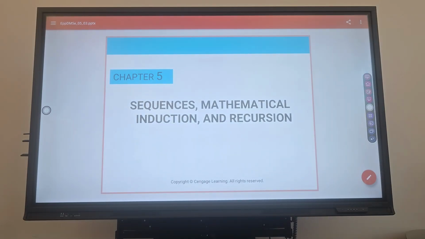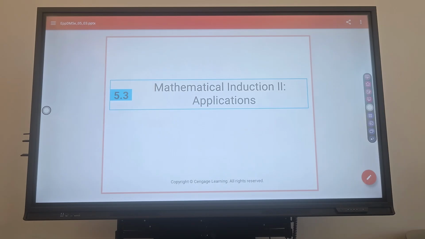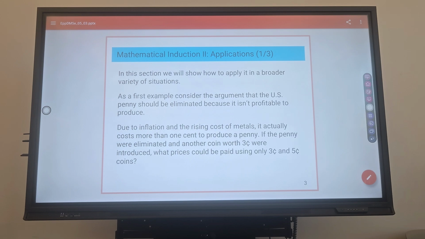Next section is Mathematical Induction Part 2, Applications. In this section, we'll show how to apply it to a broader variety of situations. As a first example, consider the argument that the US penny should be eliminated because it isn't profitable to produce. Due to inflation and the rising cost of metals, it actually costs more than 1 cent to produce a penny. If the penny were eliminated and another coin worth 3 cents were introduced, what prices could be paid using only 3 and 5 cent coins?